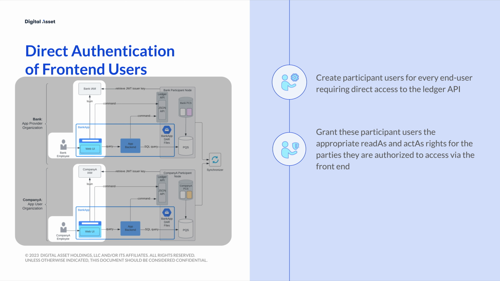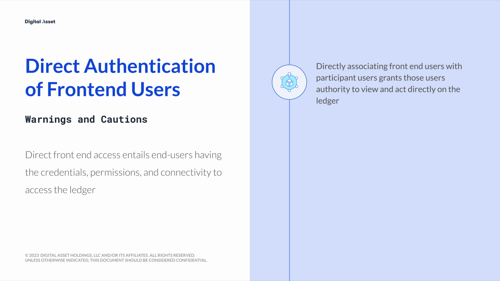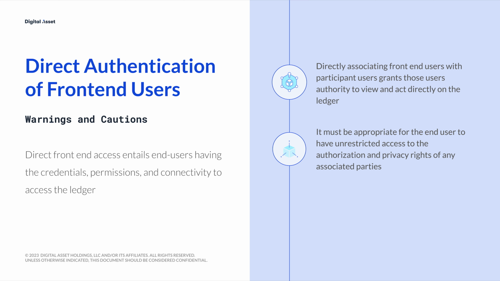Where the front end is talking directly to the ledger API, front-end users are directly associated with participant users. Consequently, this form of Daml application architecture is only suitable where it is appropriate for end users to be granted full authority to view and act as a specific party on the ledger, and where the party must provide the desired granularity of authorization and privacy.